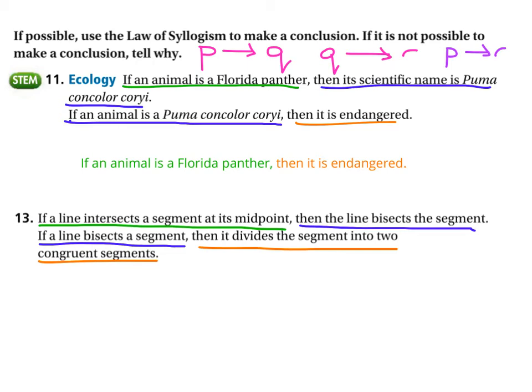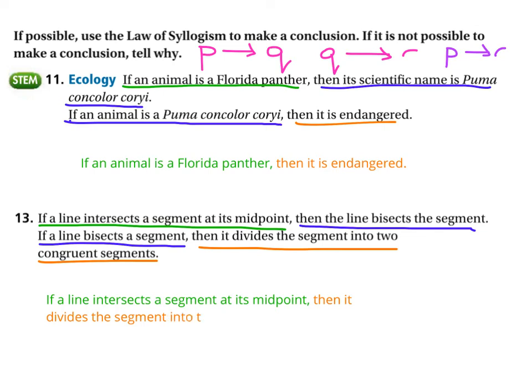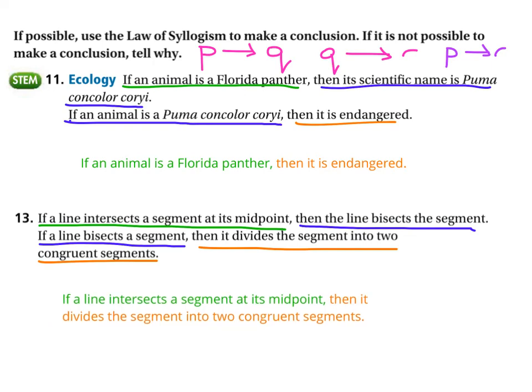Therefore, how do we write it? We would write this as the hypothesis of the first one: if a line intersects the segment at its midpoint, then, conclusion of the last one, it divides the segment into two congruent segments, period.